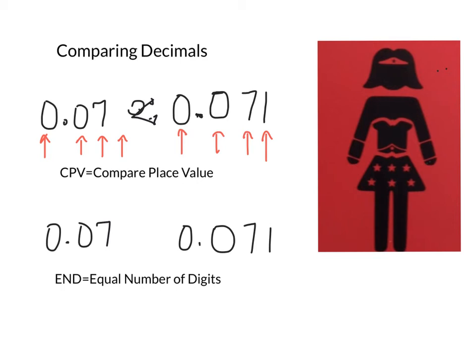Now we're going to compare using an equal number of digits. If you notice, our first number only has 2 digits behind the decimal, and the second one has 3 digits. So we add a 0 to make them equal, and now we're comparing 70 with 71, and 71 is greater, so we're going to put our gator mouth facing 71 thousandths.